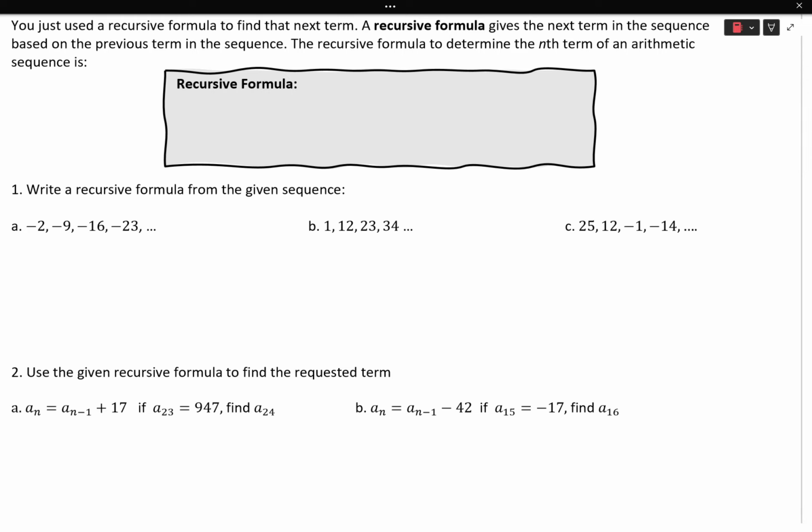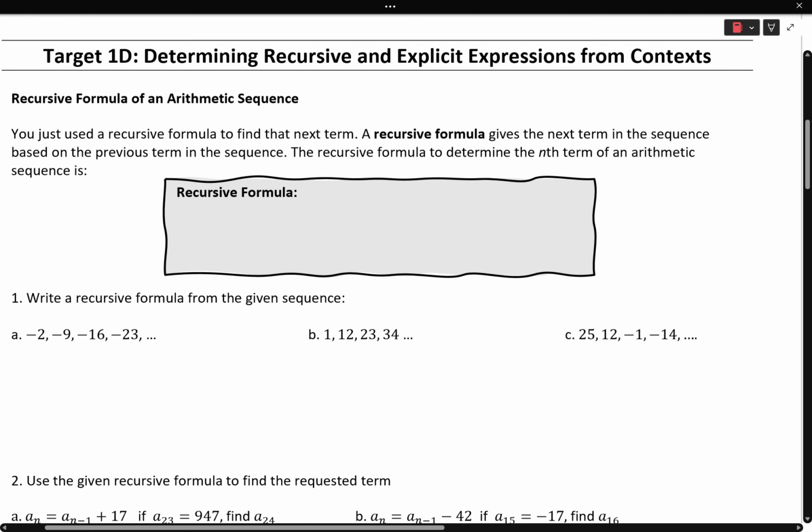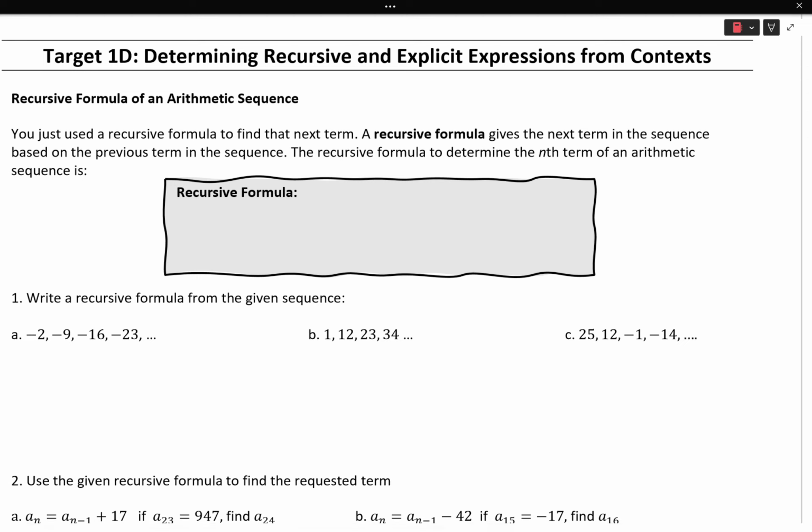Welcome to a little video about Target 1D, where we're going to look at recursive and explicit formulas. First, let's take a look at the recursive. The recursive formula is a formula that takes the previous term and finds the next term.